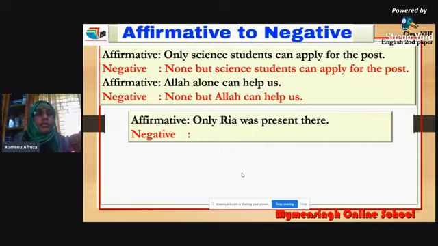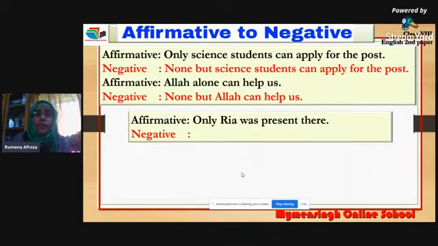Students, look at the sentences. Here we find: only science students can apply for those posts. In negative form: none but science students can apply for the post. Can you find the differences between these two sentences, affirmative and negative? Only science students can apply for the post. None but science students can apply for the post.